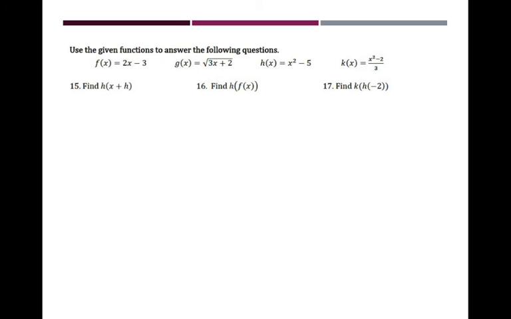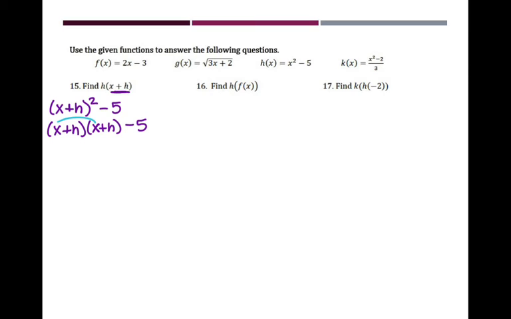What's next? Use the given functions to answer the following questions. Number 15, find h of x plus h. So whatever's in my parentheses, that is what I'm plugging in for x. So my h function is x squared minus 5. So I'm going to write this as x plus h squared minus 5. And then my job right here is to simplify it further. So I'm going to write this as x plus h times another x plus h minus 5. And this I just need to multiply out.